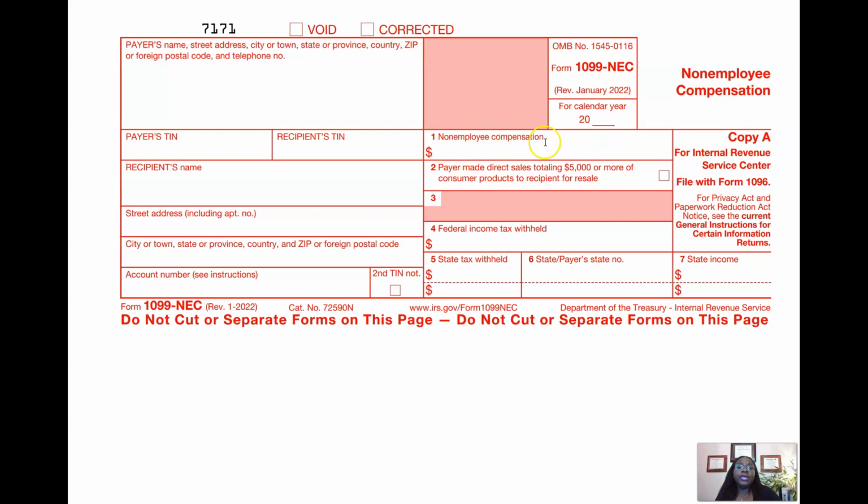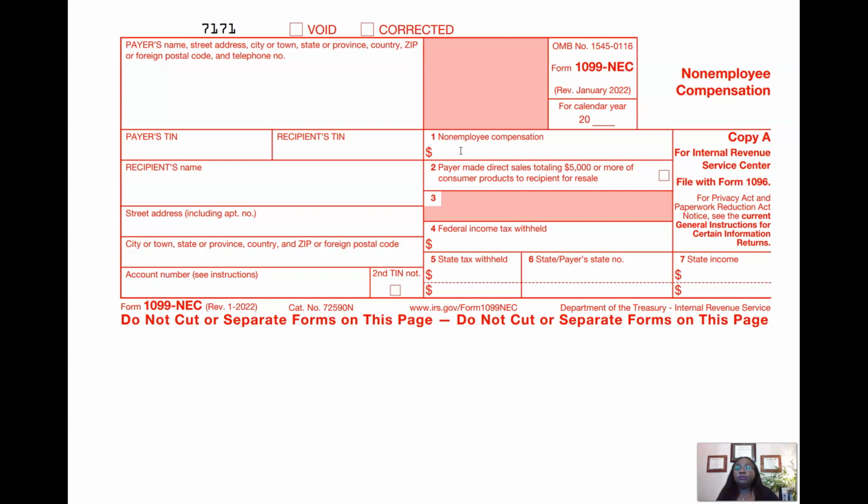The non-employee compensation, box number 1, is the amount that you paid the contractor for whatever work they did. So in this situation, it would be like $10,000. I get this question a lot. People are like, well, I got some work done in my house and I paid Joe Schmo painting company to paint. This is not applicable. You doing work in your house is not a business expense that requires you to issue a 1099.